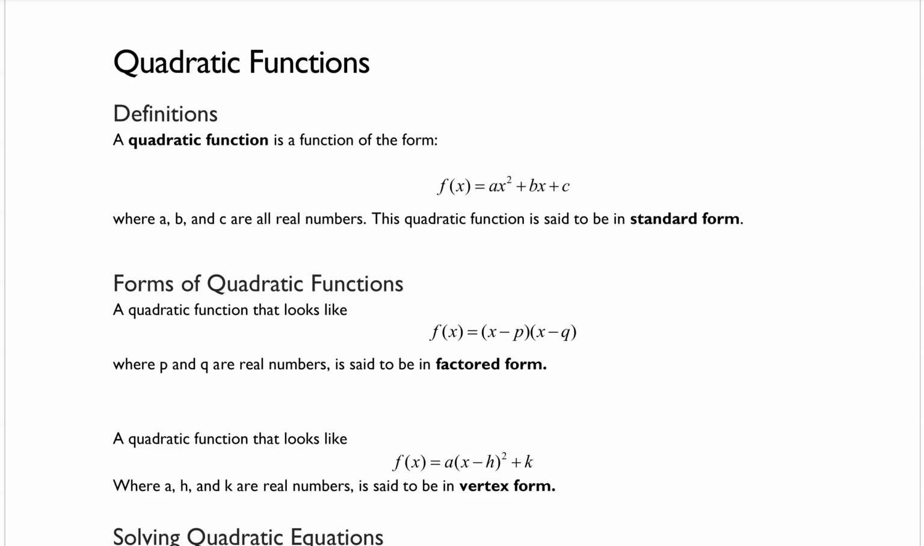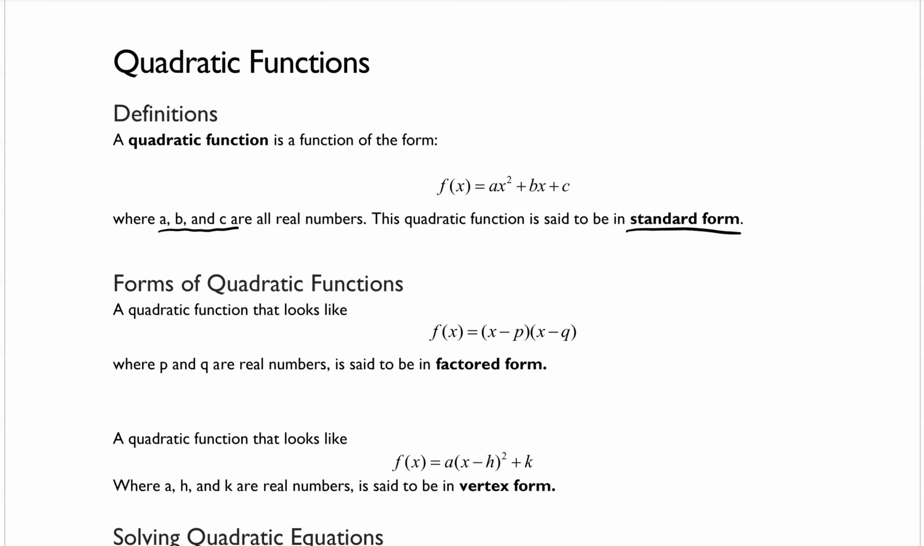Today we're going to talk about quadratic functions. Now so far in this class, really the only type of function that we've dealt with in depth is the linear function. So it's exciting that we're going to get to learn about a new type of function. A quadratic function is of the form f of x equals ax squared plus bx plus c, where a, b, and c are all real numbers. And this that we're looking at is said to be in standard form.